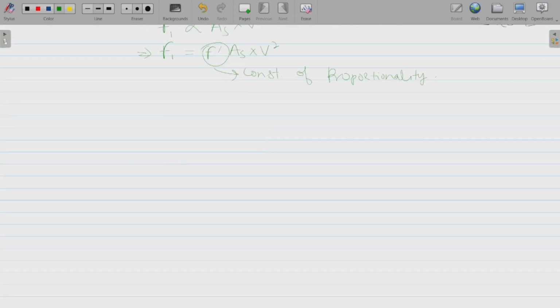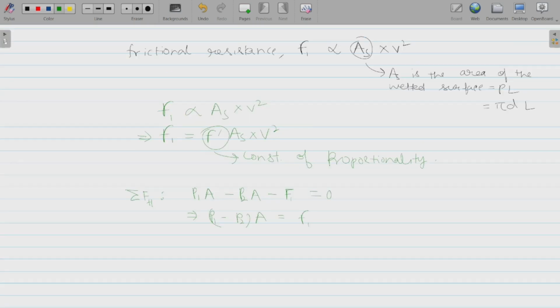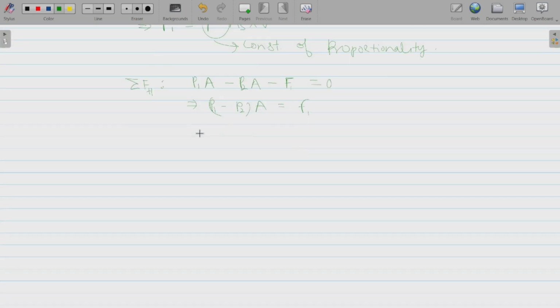So I am considering all the forces, right? You know that summation of forces I'm taking in the horizontal direction. If you take that, you will find P1A, and the other force due to P2A is in the opposite direction to P1. That is why I have taken a negative sign here, and negative F1. F1 equal to 0. And then you can find P1 minus P2 into A is equal to F1. And what is this F1? This F1 is the frictional resistance, right? And we have already figured out the value for this F1. So P1 minus P2 into A is equal to, what is the value for F1?